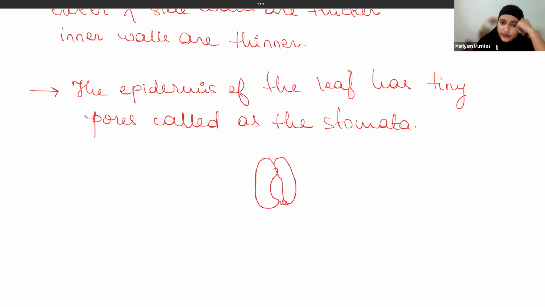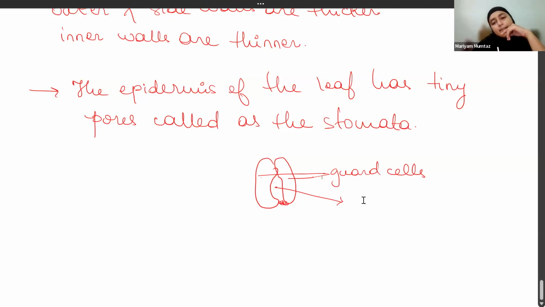Epidermal cells. Now see, these kidney-shaped cells are known as the guard cells. Okay, these are the guard cells. And what are they enclosing here? What are the guard cells enclosing? Tell me.